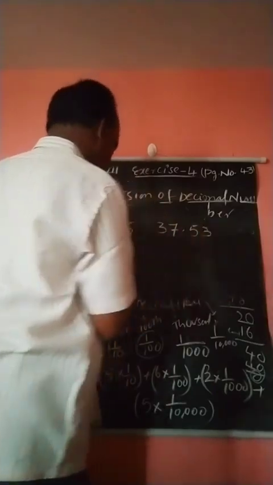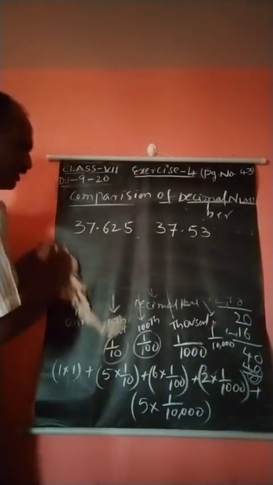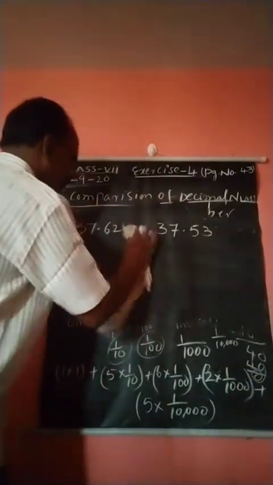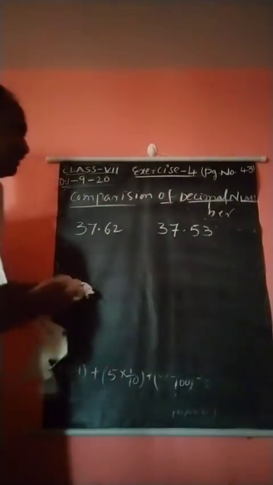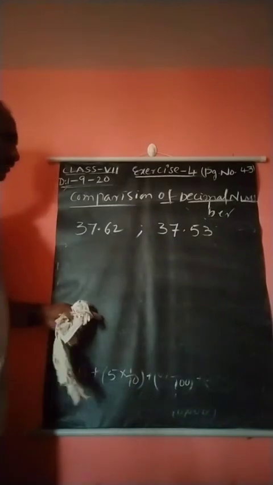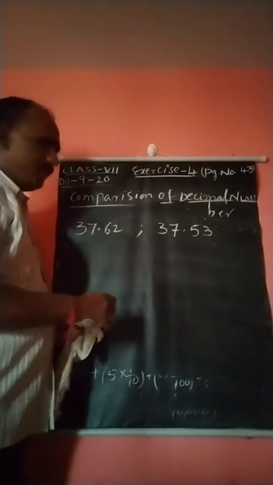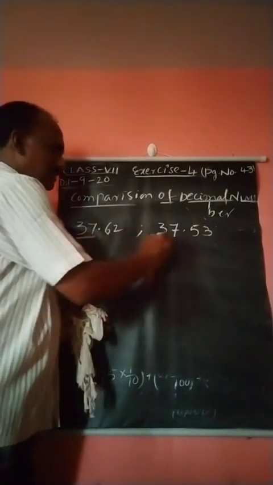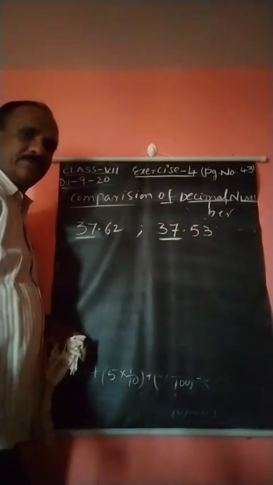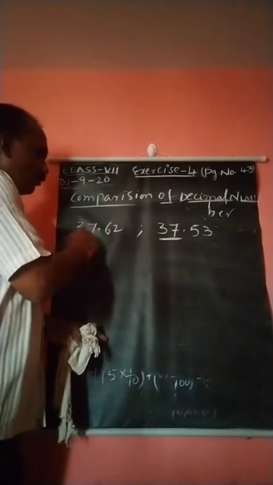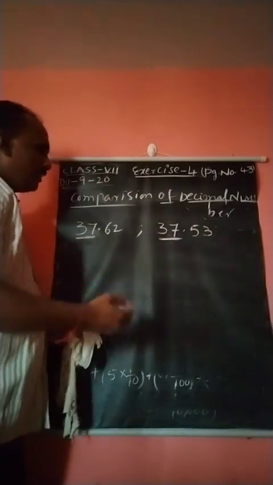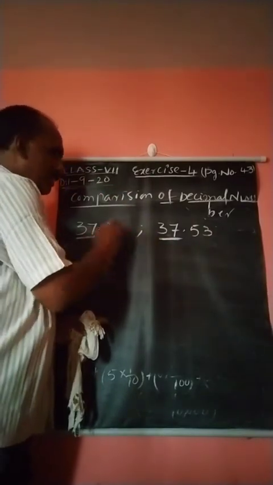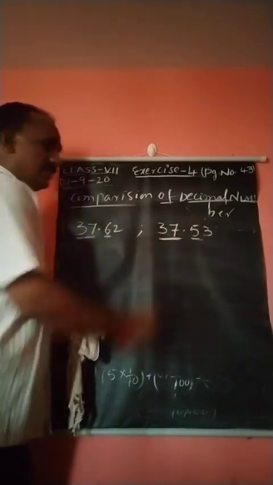37.53 is there. Which is greater here? So 37.62 is there and 37.53 is there. While comparing these two numbers, first you go for comparison of the whole number part. 37 and 37. Both integer parts are common. Then we go for the next, the 10th place. Here 6 is there, here 5 is there.